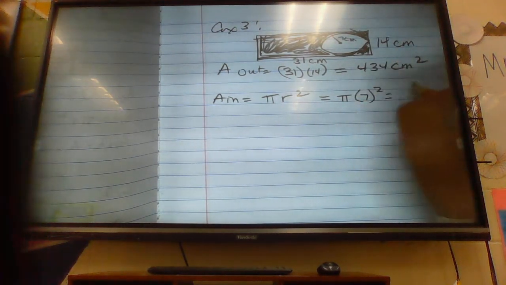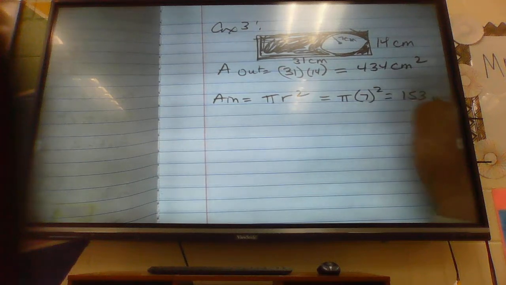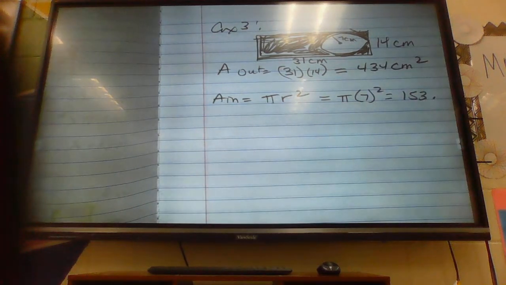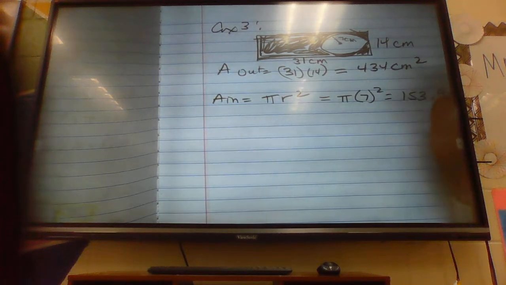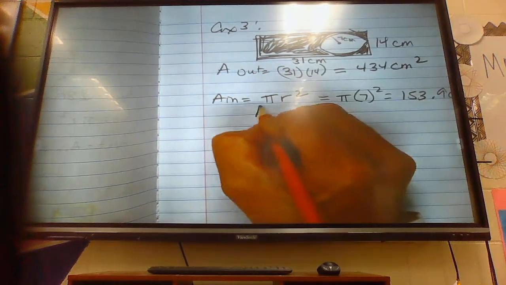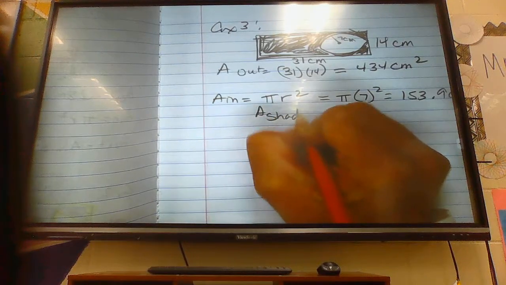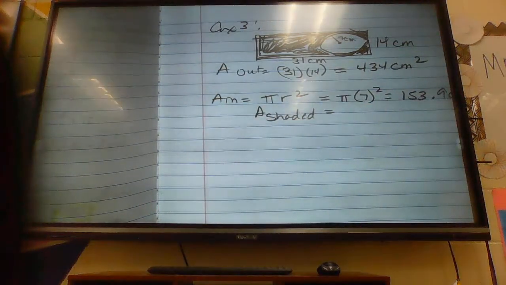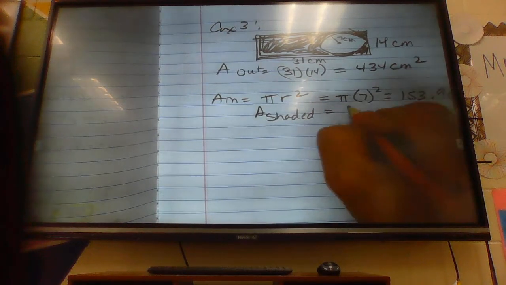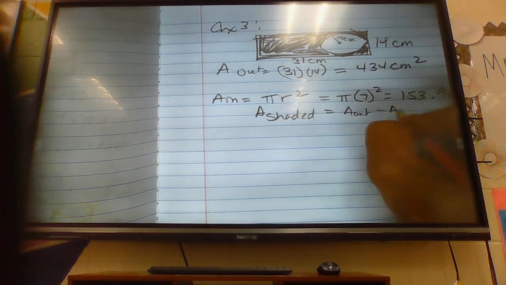7 squared. So we should get 153.9. Okay, so Madison, how in the world do I find the shaded area? 8 out minus 8 in. Yes, 8 out minus 8 in.